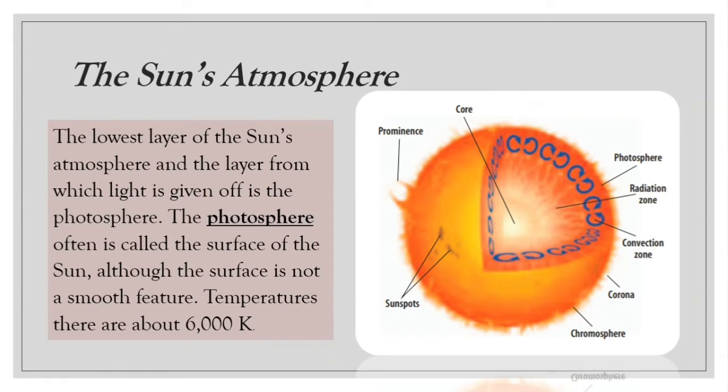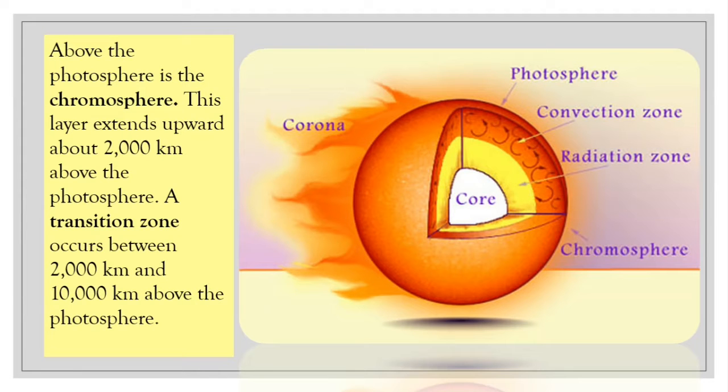The Sun's atmosphere. The lowest layer of the Sun's atmosphere and the layer from which light is given off is the photosphere. You can identify it here in this part of the photograph. The photosphere often is called the surface of the Sun, although the surface is not a smooth feature. Temperatures there are about 6,000 Kelvin.